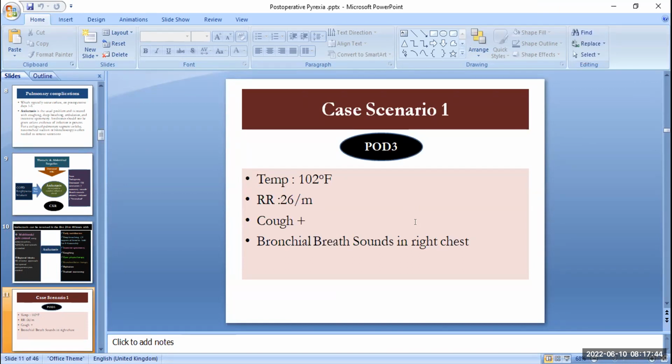Sir, in this scenario, I would like to send a sputum culture for this patient, because this is a case of unresolved atelectasis, and the respiratory rate is increasing and the temperature is also on the higher side. So there must be a suspicion for development of pneumonia. This is POD 3, so I would like to send a sputum culture. So we are dealing with a case of post-operative pneumonia. Yes, sir.